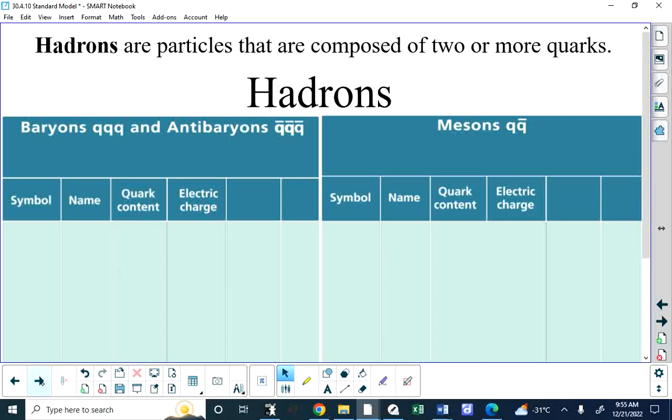And you don't need to know the fact that if we have 3 quarks, it's called a baryon or an antibaryon. You don't need to know that, but those are the words. You don't need to know that if you have 2 quarks together, it's called a meson. But you do need to know that when you have 2 or 3 quarks together, the resulting particle is called a hadron.